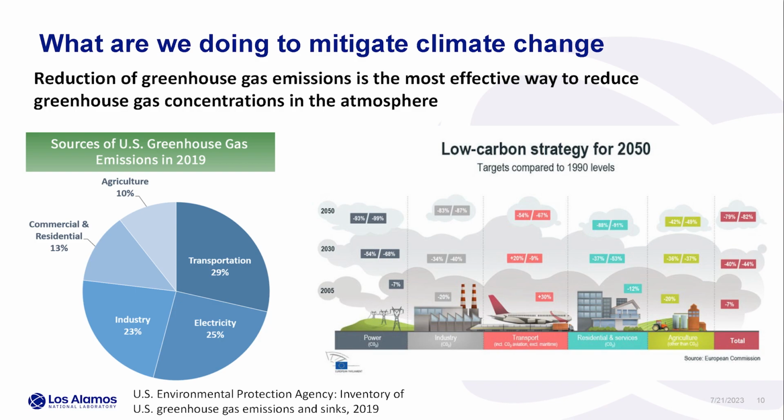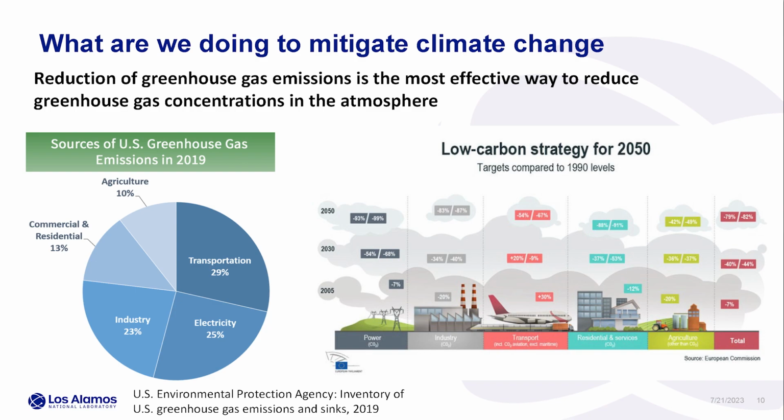So there I have the 2019 graph of the US emissions and the European strategy. The reason I have the European strategy is that it was easier to find on the internet than the US strategy. But here you see, in the European strategy, for each sector, for power, industry, transport, residential, agriculture, and total, how much reduction in the emission needs to happen for zero carbon, or if we get to the low carbon targets in 2050.